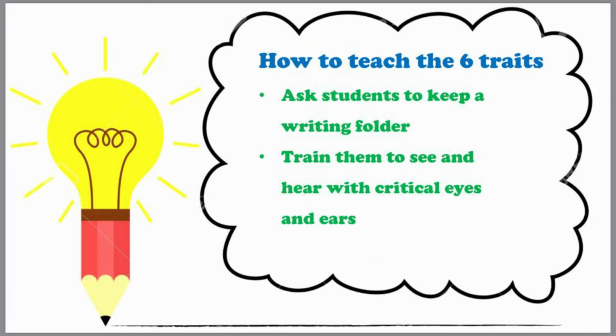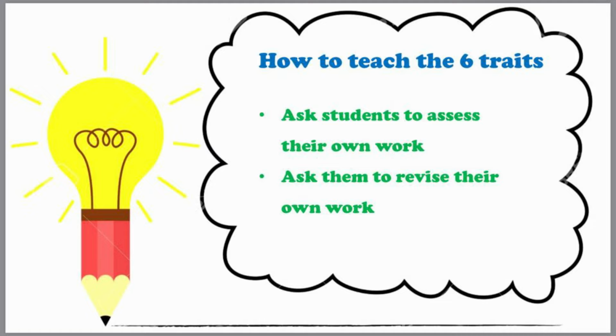And we have some tips about how to teach the 6 traits. We can ask our students to keep a writing folder, or we can train them to see and hear with critical eyes and ears. We can also ask students to assess their own work, and we can ask them to revise their own work.